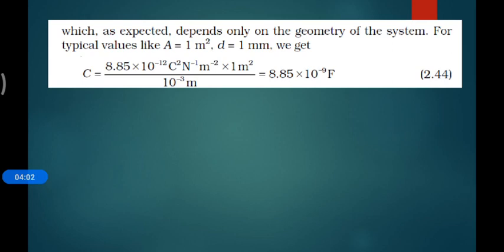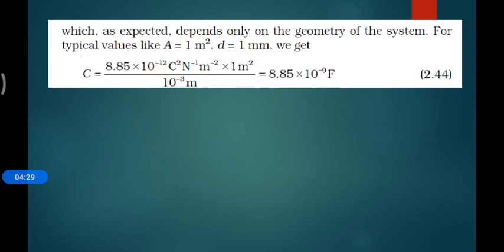Suppose A is a 1 meter square plate. Are you able to judge it? Yes, 1 meter on the length, 1 meter on the breadth, so that much huge a plate, and another huge 1 meter plate, and the two plates are separated by 1 mm. 1 mm is a very tiny thing. Then what capacitor can you bring? C is equal to epsilon 0 A by D.